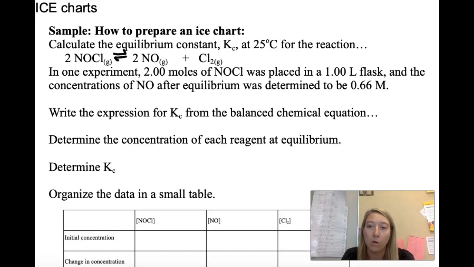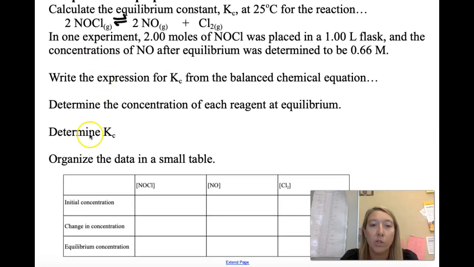one equilibrium concentration, okay? So we call them ice charts, and the reason we call them ice charts is when we set them up, we're going to have initial concentration, change in concentration, and the equilibrium concentration, which is where ice comes from, okay? So how you are going to set one of these up, basically we are going to use all the chemicals that are in our balanced chemical equation, right? So you can see that our equation is 2NOCl to give us 2NO plus Cl2, which is why we're going to have a column for NOCl, one for NO, and one for Cl2, okay?